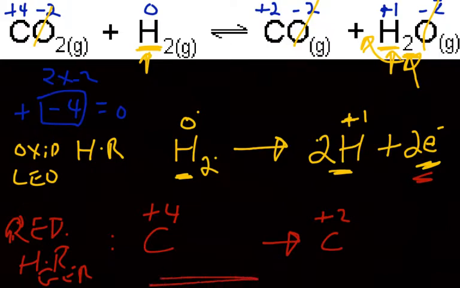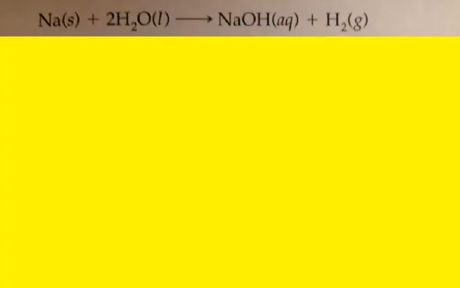This side over here. Now, if we're going to plus 2 and we start at plus 4, how many electrons do we need to make both sides equal? Yes, we need 2 electrons, and you're done. You've just written the oxidation and the reduction half reactions for this equation, and that's it. There's nothing to it. Okay, moving on to the next one.